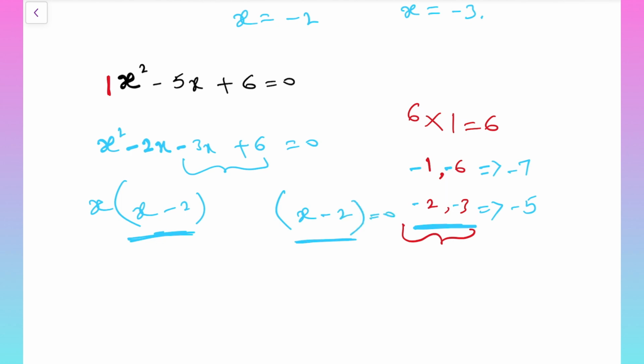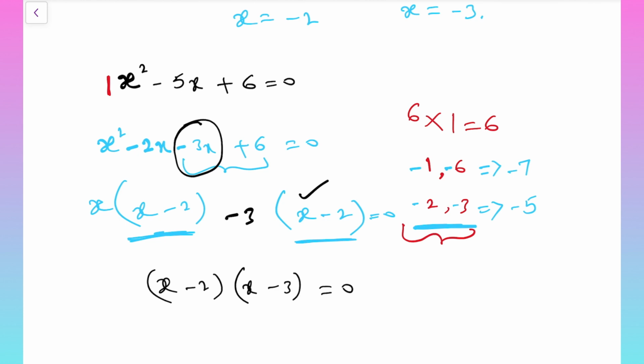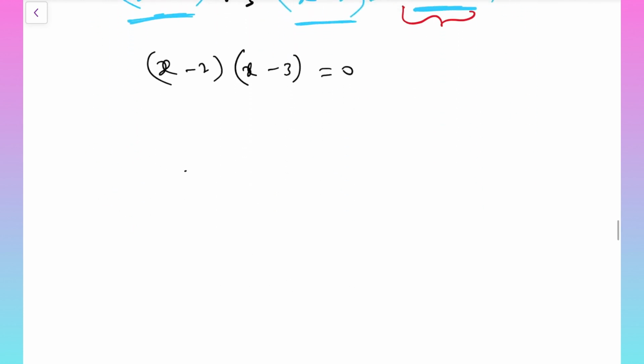Now observe the third term clearly, that is minus 3x. Here x is already completed, the remaining is minus 3. Now x minus 2 is there two times, write it once: x minus 2 times x minus 3 equals to 0. Now here two factors are there, right? That is x minus 2 and x minus 3. Make them equal to 0.